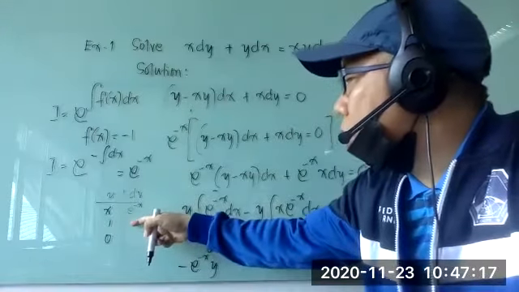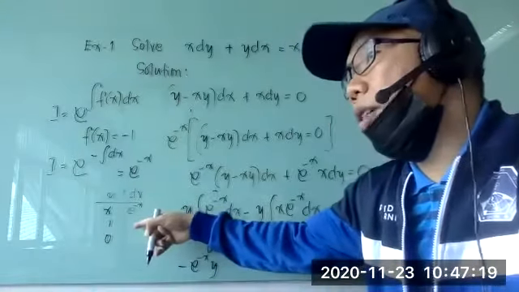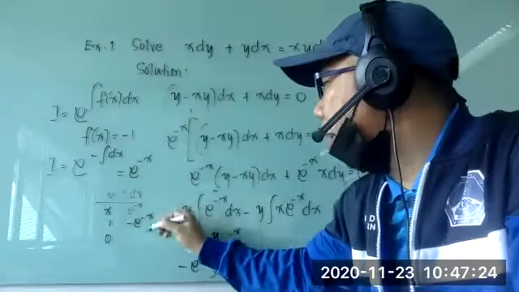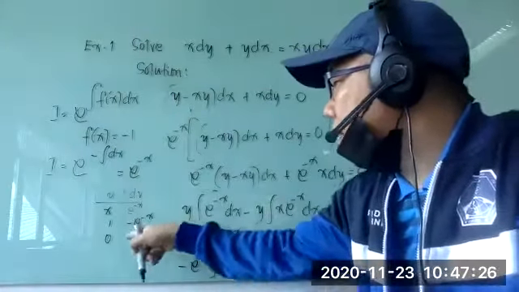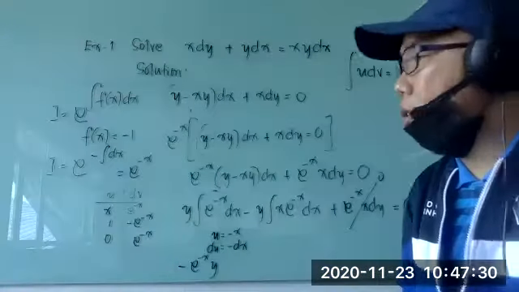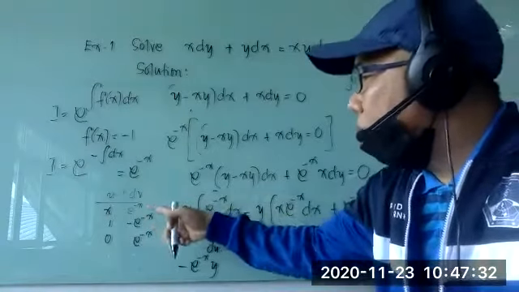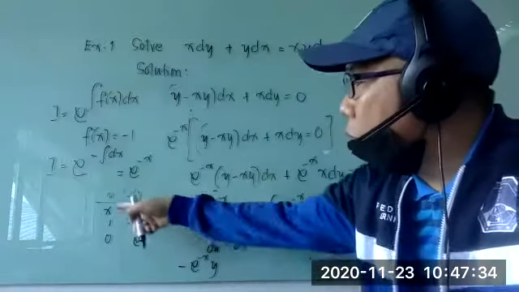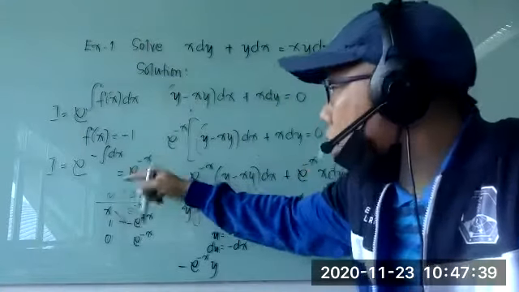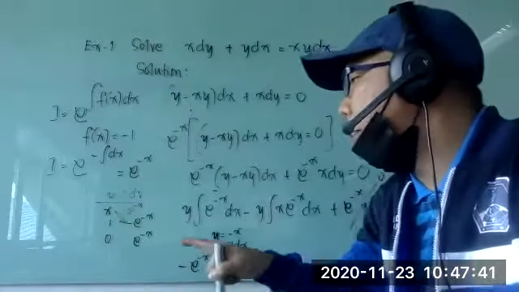So integrate natin 'to, may neutralizing factor ka. So negative e raised to negative x. Integrate ulit, so negative, negative maging positive siya. So e raised to negative x. Okay, ano yan sir? 'Di ba pag integrate mo 'to, magiging v. Ito yung v niya. So ito yung partner. U times v, minus integral.